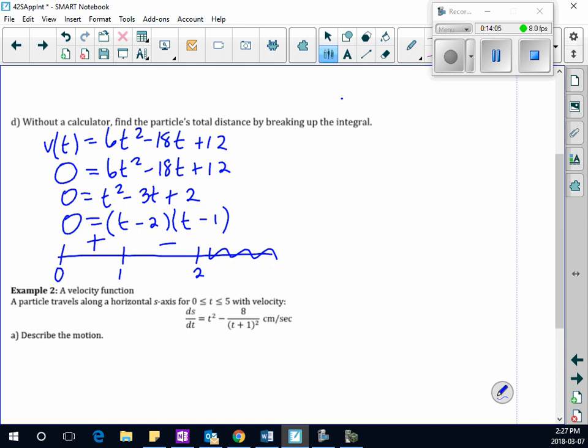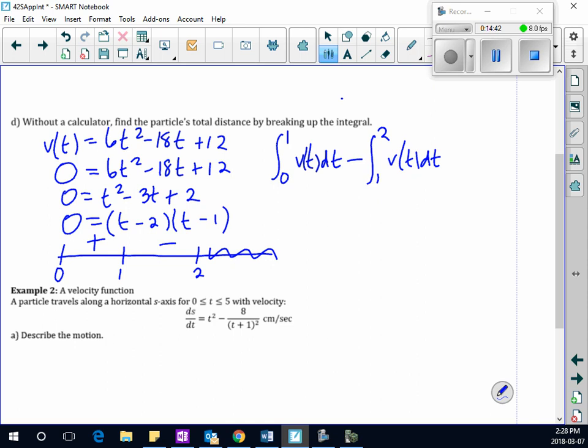Okay, so now we're going to break it up. We're going to go from 0 to 1 of v of t dt. And then, because I know it's negative, I'm going to subtract the integral from 1 to 2 of v of t dt. Does that make sense to you why I'm subtracting? Because I'm going to get a negative area, right? So then minus minus means plus. So we'd have to integrate this, right? So what do we get?